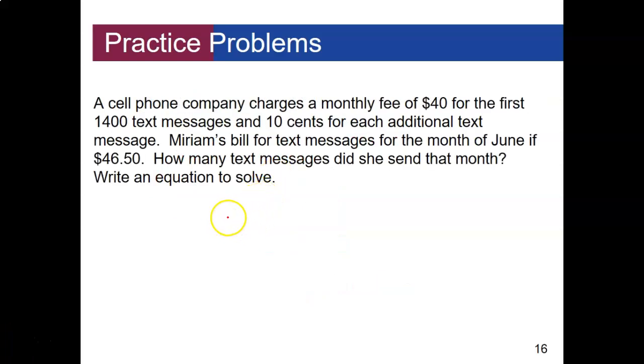Okay, this practice problem: we've got a cell phone company that charges a monthly fee of $40 for the first 1,400 text messages and 10 cents for each additional text message. So this is going to be my fixed cost, and over here is going to be my variable cost. Her bill for the text messages for the month of June was $46.50, and we want to know how many text messages, so that's going to be my X.